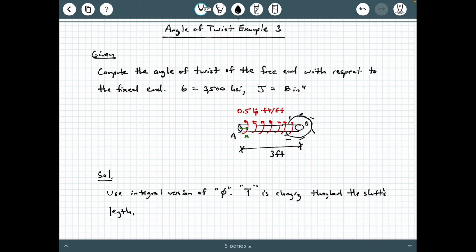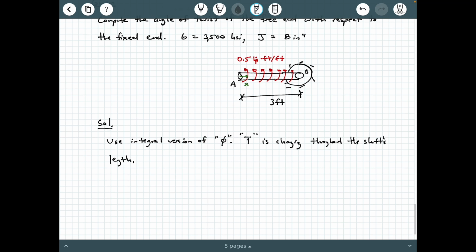If you make a cut here near the end, that internal torque near the end is going to be this uniformly distributed torque multiplied by that little distance. Well, if you were to cut closer to B, the magnitude of capital T is going to be this uniform torque times this longer distance. So T is changing throughout the length of the shaft. In particular, it's changing linearly. So how do we get what T is?